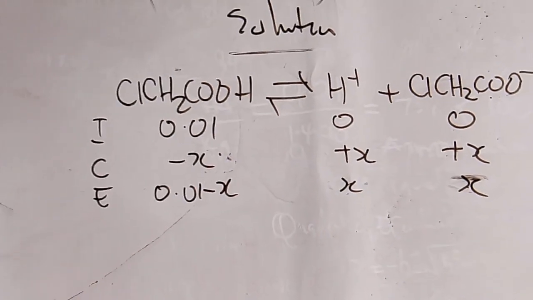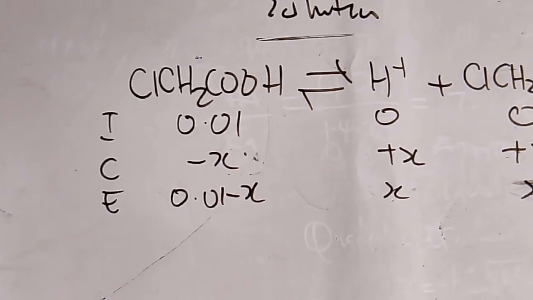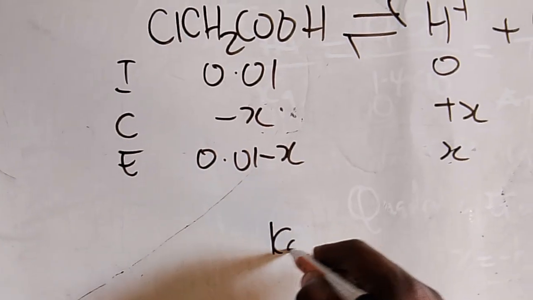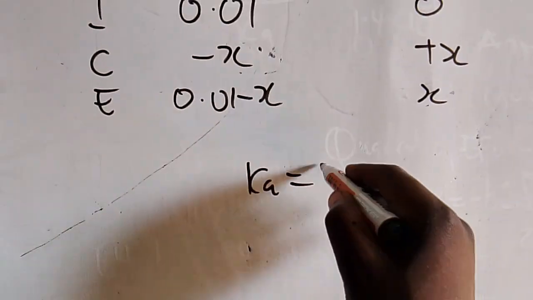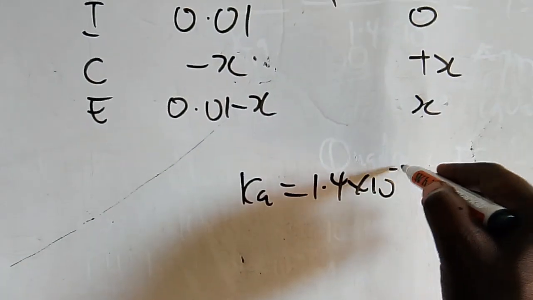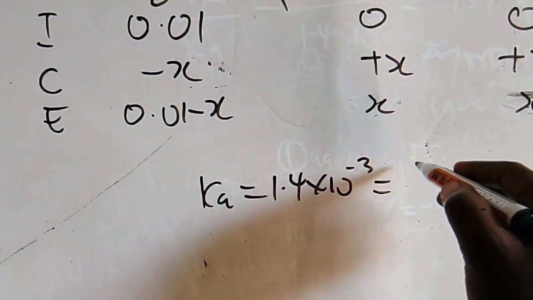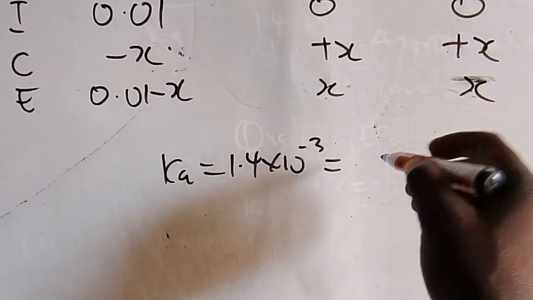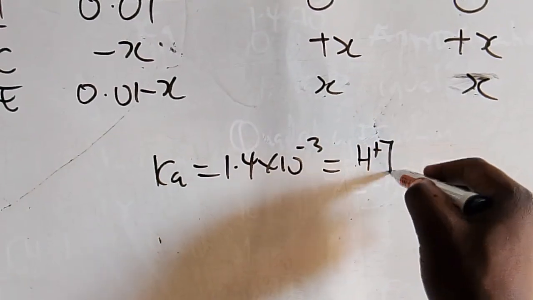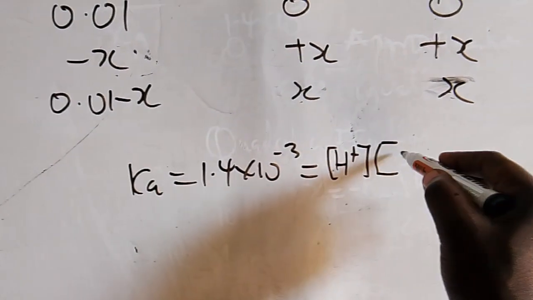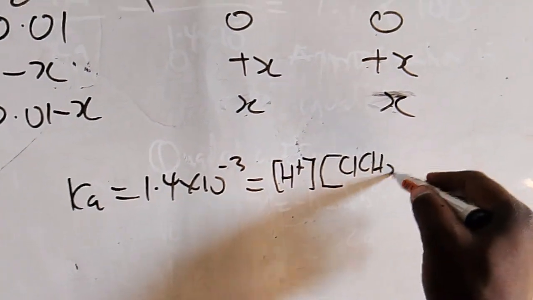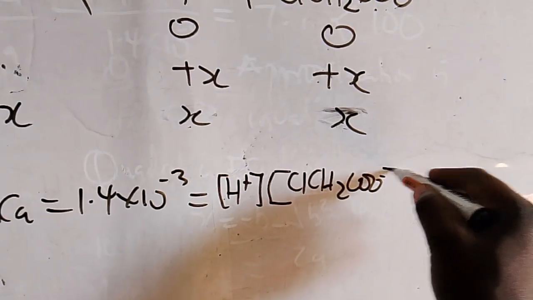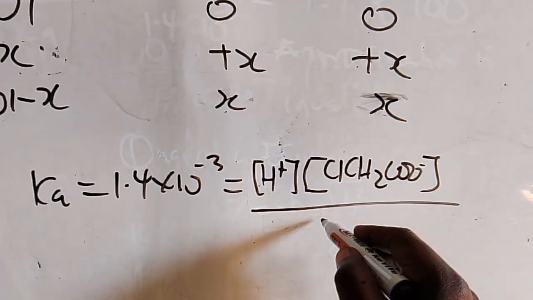Then we write Ka, which is equal to 1.4 times 10 to the power negative 3. We know Ka will be the hydrogen ion concentration times the ClCH2COO concentration, over the acid.